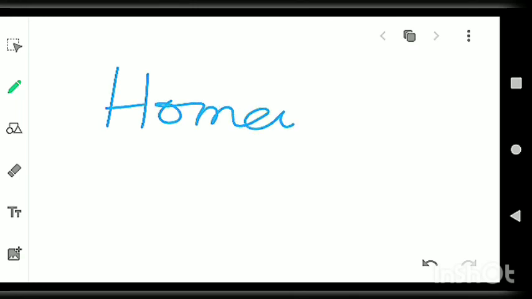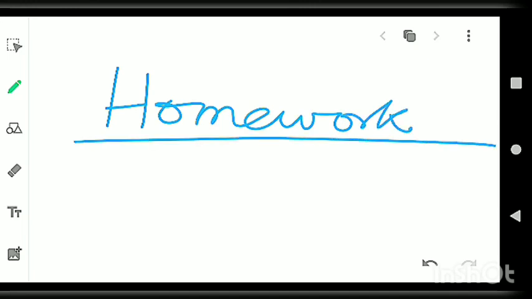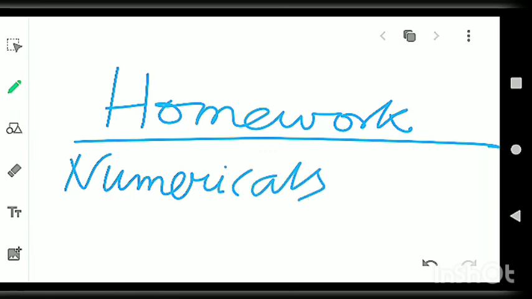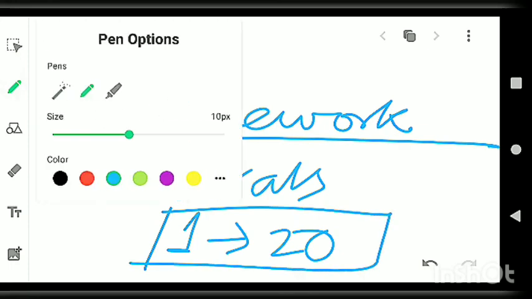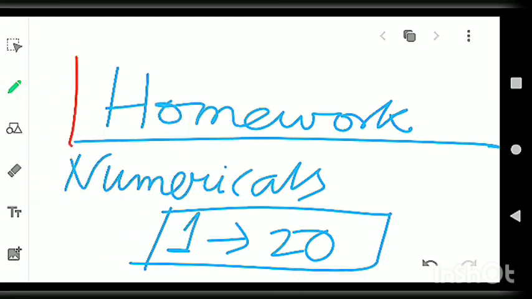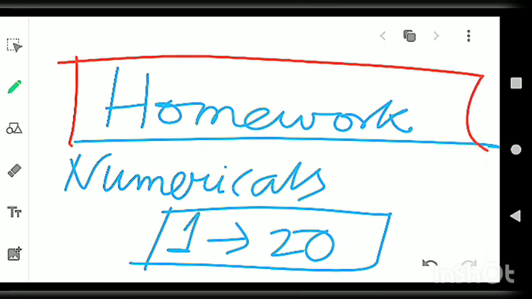So all the students, what is your homework for today? Now you have to solve numericals up to question number 20. So that is your homework. Solve only numericals 1 to 20. That is your homework for today. Clear? For this week, you finish this stuff and give it to me in the next class. Okay? And if any doubts are there, we will solve them in the group. I will send the solutions in the group and you can check them.